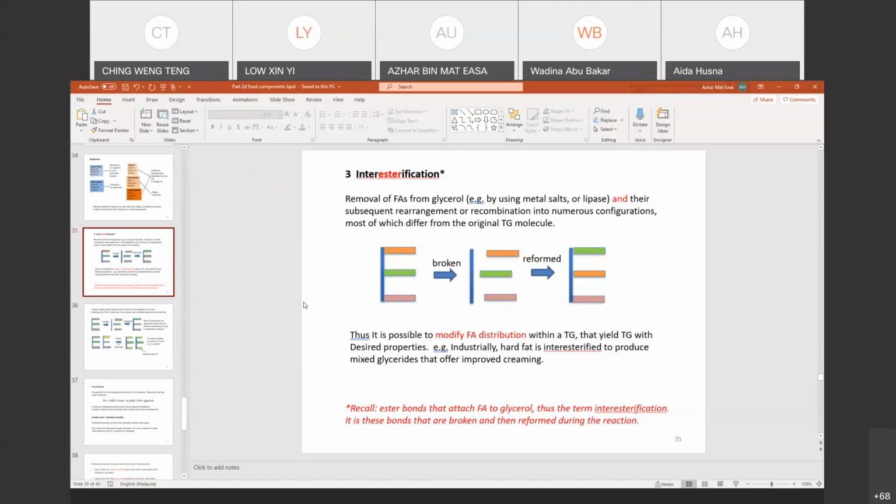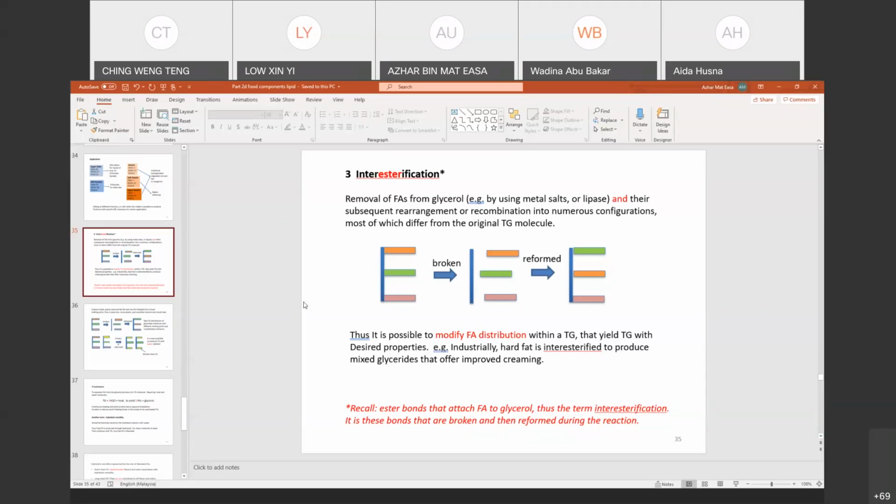Okay, number 3, esterification. The word ester there, I put that in red just to remind you what is ester. It's the bond. So we can play around with esterification: removal of fatty acid from glycerol by using metal salts or the enzyme lipase, and their subsequent rearrangement. You see the color there? Rearrangement or recombination into numerous configurations. Because of this rearrangement and recombination, you will have different properties.